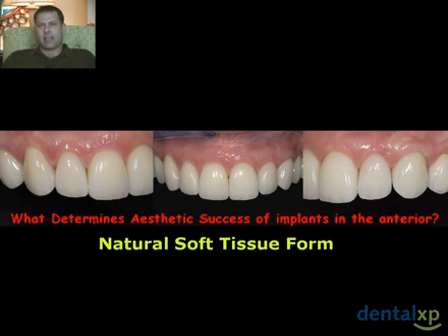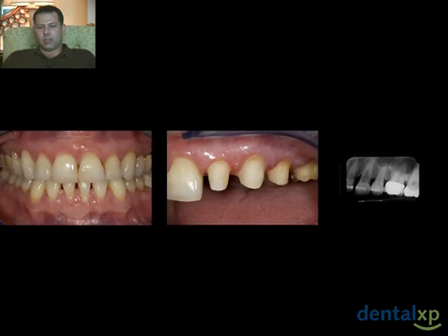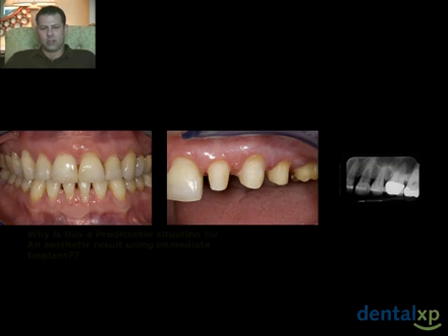Now, why is this case a fairly predictable situation for us to be able to replicate nature? Well, if you look, this is how this patient came in. After a full round of orthodontics due to some occlusal issues, you can see that on the upper left canine we found internal resorption following the orthodontics, and this necessitated extraction of this tooth.